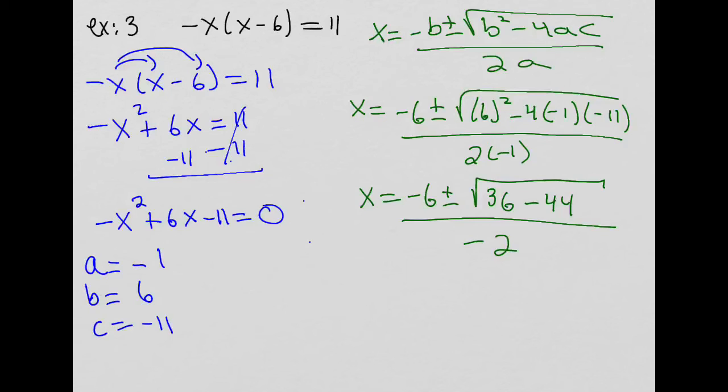So then I have to simplify inside. So this is negative 6 plus or minus the square root of 36 minus 44. That's negative 8, divided by negative 2.